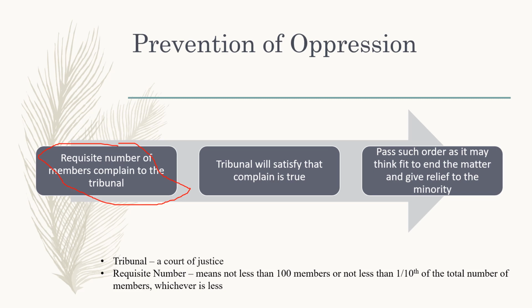Now, requisite number, how many members should be there? It means not less than 100 members or not less than 1/10 of the total number of members, whichever is less. Now the tribunal, they are going to complain to the court of justice. The court of justice will take a decision, will think and discuss about it, and if they are satisfied that their complaint is true and valid, and their views and opinion should be considered, then the tribunal will pass an order as it may think fit. If they think it is valid, then they will give relief to the minority. So this is the process of prevention of oppression.